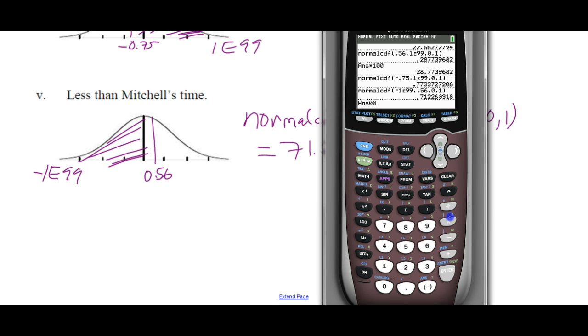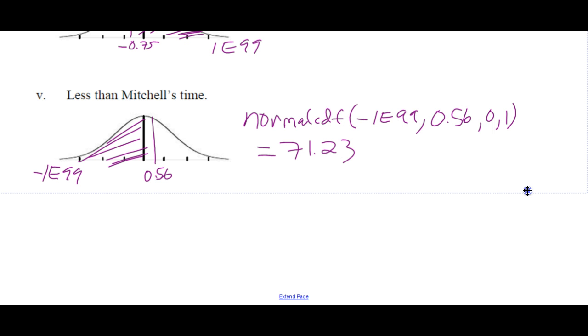To answer, times 100. Enter, and it'll round it for me, right? Okay, so if you ever have difficulty with rounding, let the calculator do the rounding for you.